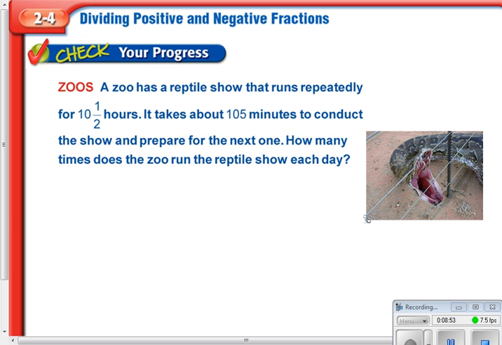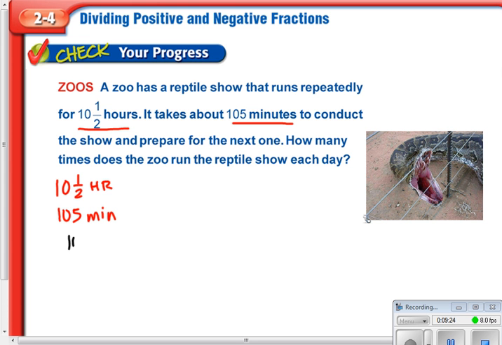Last example, zoos. A zoo has a reptile show that runs repeatedly for 10.5 hours. It takes about 105 minutes to conduct a show and prepare for the next one. How many times does the zoo run the reptile show each day? Again, you have 10.5 hours, 105 minutes. Well, we need to do some conversions here. We're comparing apples to oranges here. So let's convert 105 minutes into hours.